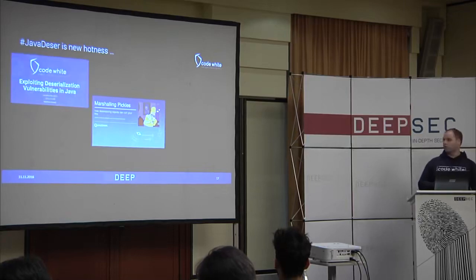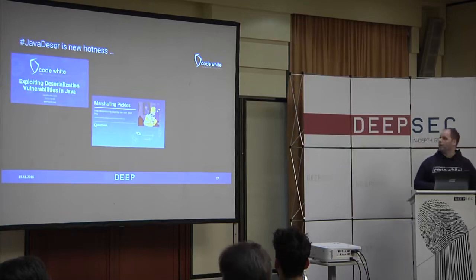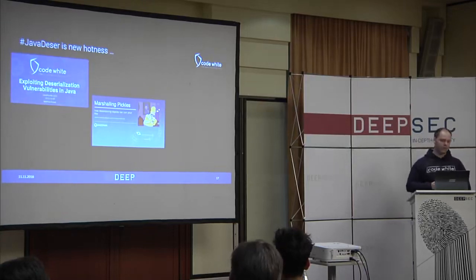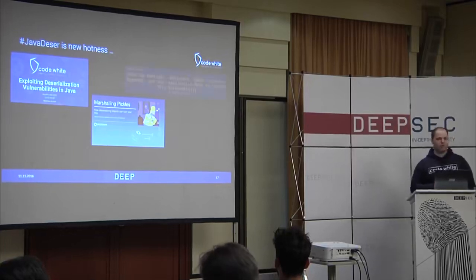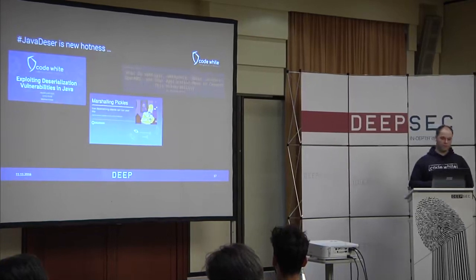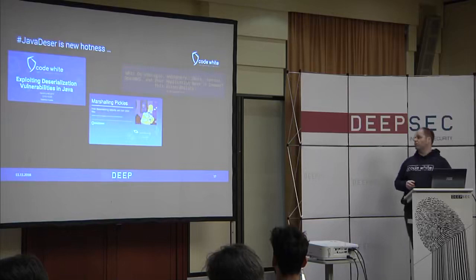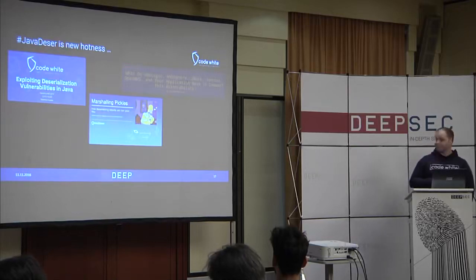So the next talk was from me at DeepSec. No, at Hacker Practicum. It was exploiting deserialization vulnerabilities in Java. Two weeks later, Foxglove Security wrote their famous blog post about how you can own WebLogic, WebSphere, JBoss, and Jenkins with deserialization vulnerabilities, in this specific case with Commons Collections.